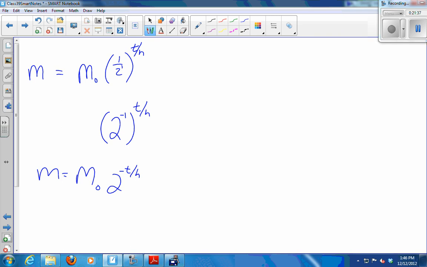The logs and the exponents are a lot more... Oh, yeah. Yep. So you can have your favorite model. You can use a different model for whatever the problem calls for.